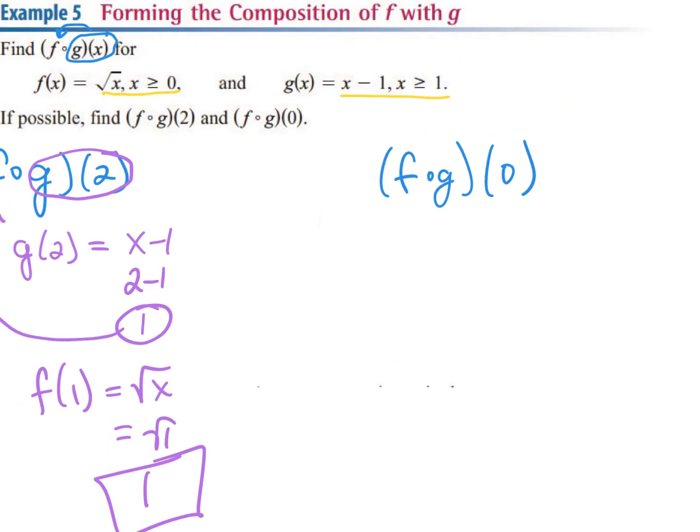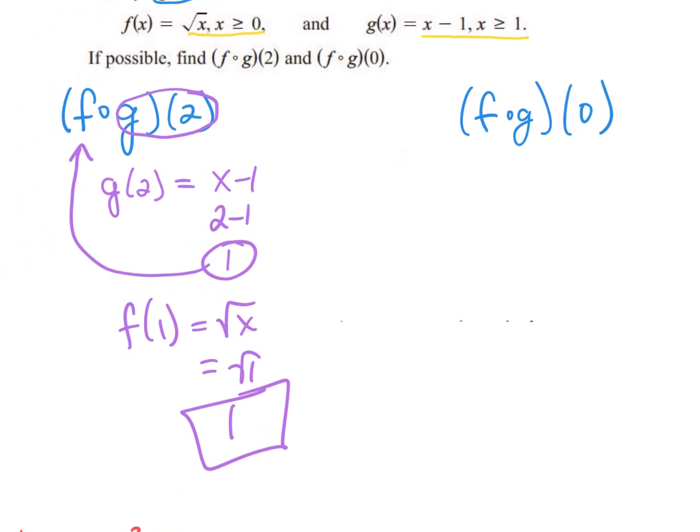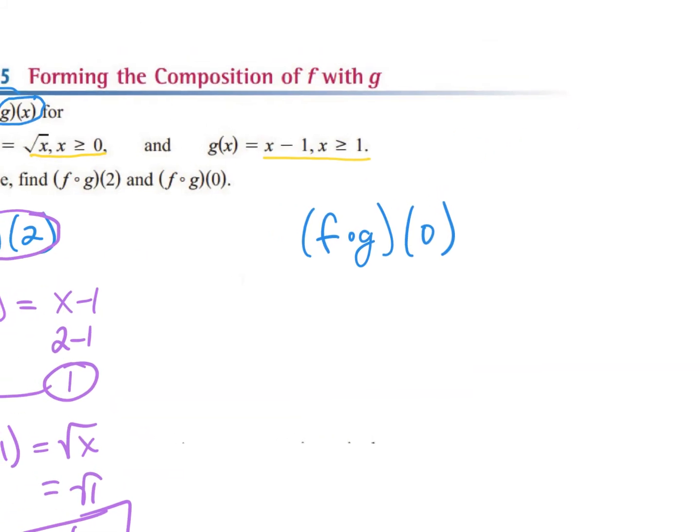Now with the second example, g of 0. Let's do g of 0. Explain to me what I'm going to do here. I'm going to use the g function and plug in 0. So I have 0 minus 1.